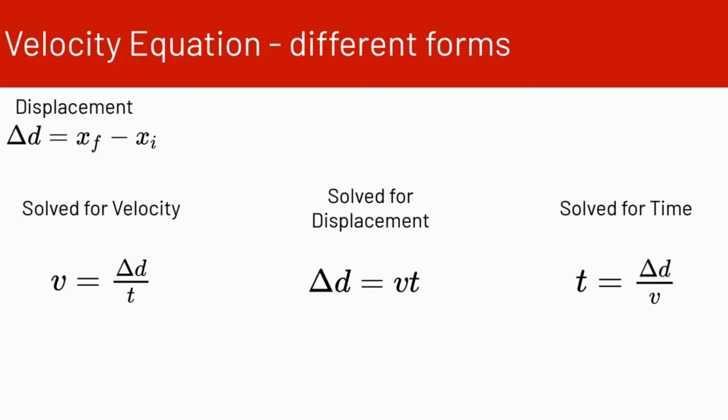We can change the velocity equation algebraically to solve for different things. Here it is solved for velocity, v equals delta d over t. Here it is solved for displacement, delta d equals v times t. And here it is solved for time, t is equal to delta d over v. Each version of the equation allows us to solve for different things. If we're given displacement and time, we can solve for velocity. If we're given velocity and time, we can solve for displacement. And if we're given displacement and velocity, we can solve for time.